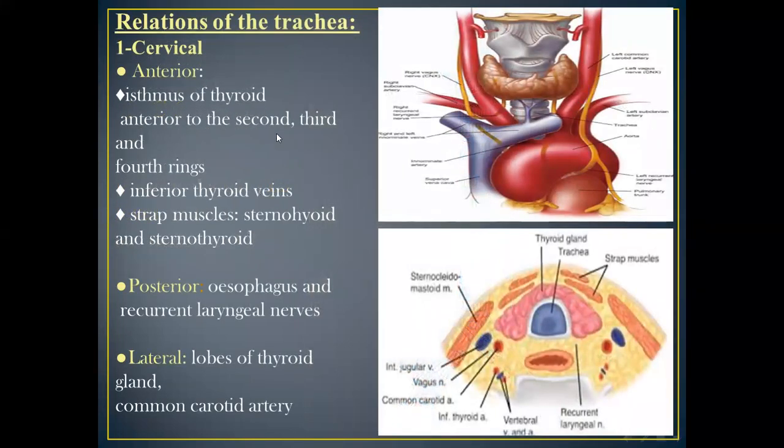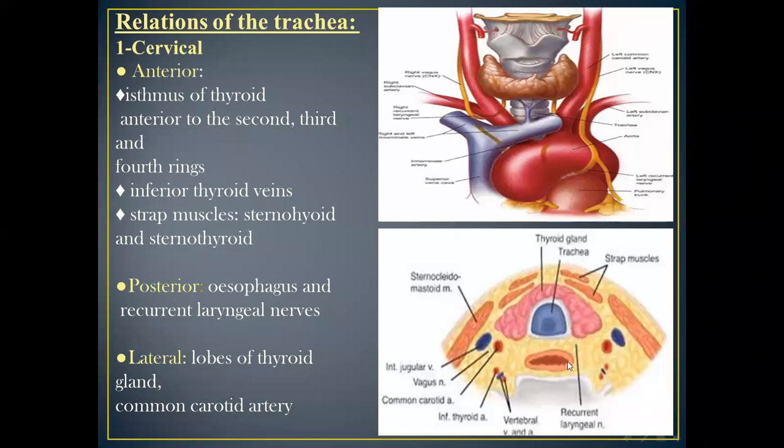The relations of the trachea: we have two parts, the cervical and the thoracic part. The cervical part is bounded anteriorly by the isthmus of the thyroid, anterior to the second, third, and fourth rings. This is the trachea, and this is the thyroid. This is the isthmus, which forms an anterior boundary. Second is the inferior thyroid veins, and the strap muscles, the sternohyoid and sternothyroid. As shown here, this is the trachea, and this is the thyroid, the strap muscles anteriorly, and the isthmus forms an anterior boundary.